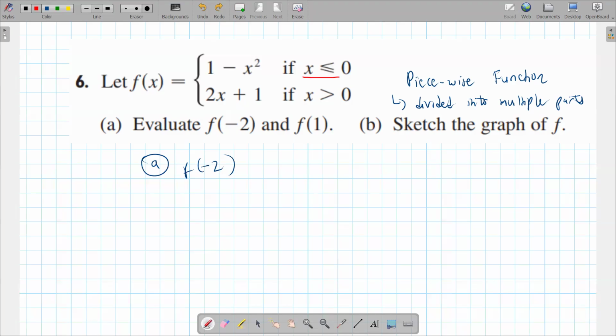So you want to see here, right? Negative 2. Does it fall under this condition or does it fall under the bottom condition? Between two of these, where's negative 2? It's going to be the top one, yeah?